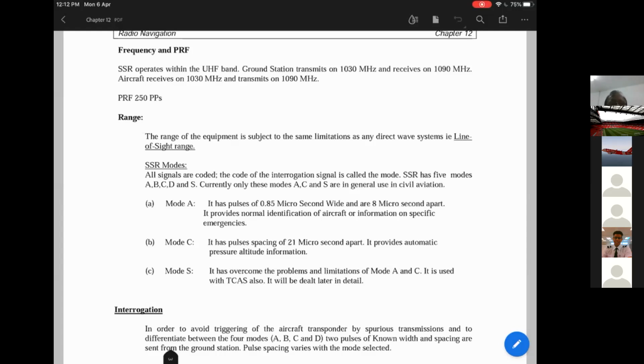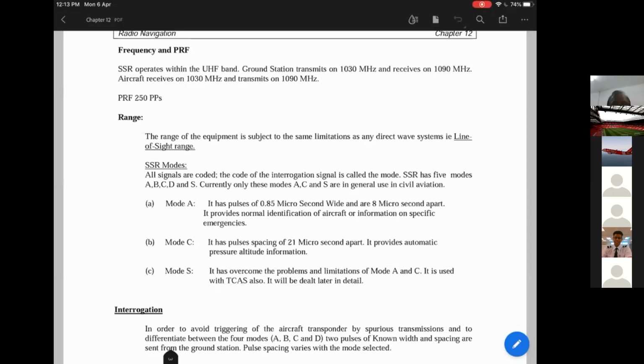And mode C is basically the pressure altitude information. Whatever height you are operating at, or whatever pressure altitude you are operating at, mode C will display that, and the controller on the ground will know what height you are flying at. And mode S is basically an improvement on mode A and C.